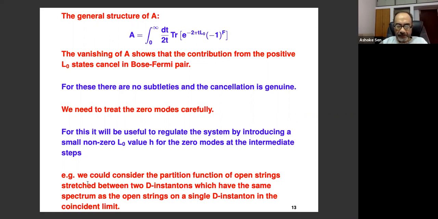And the point is that the spectrum of that open string is identical to the spectrum of the open string with both ends lying on the same D-instanton, when the two D-instantons coincide. So you can just regulate this by taking open strings going from one D-instanton to another, calculate its partition function, and then take the zero separation limit and see what's going on. So this is just a convenient regularization of the L0s. We'll just keep this in mind.